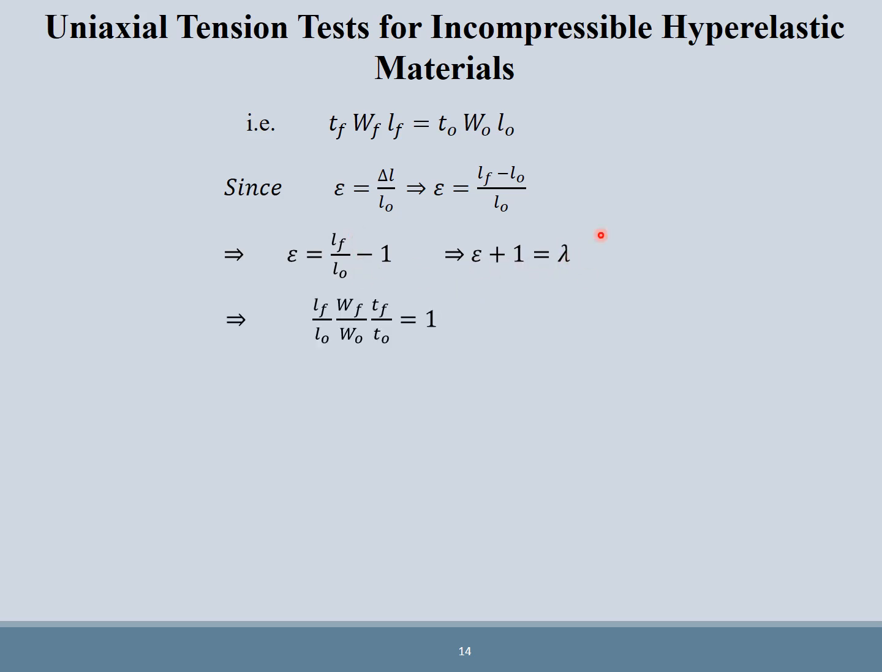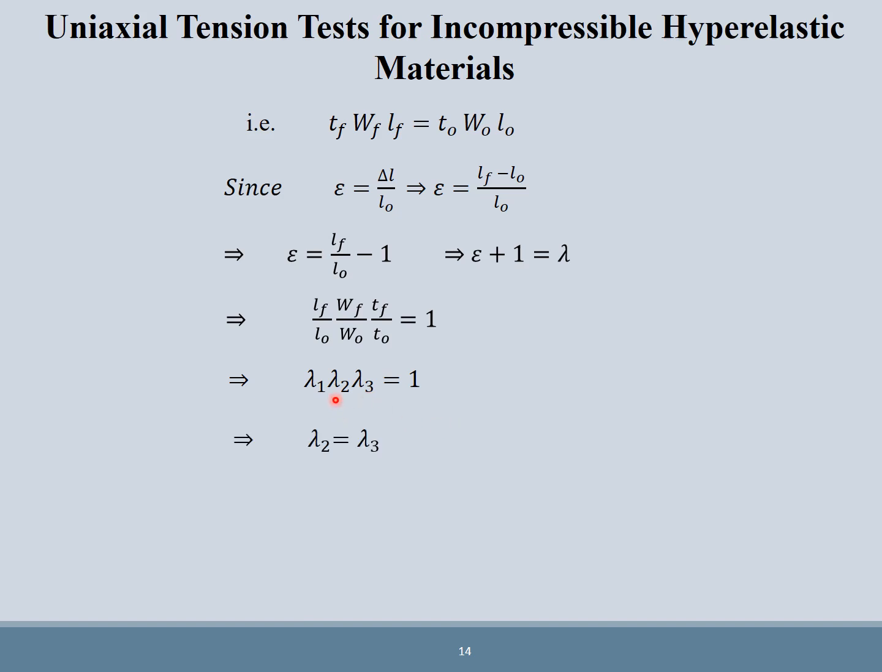So if we multiply these, LF upon L naught, WF upon W naught, TF upon T naught, it is equal to 1. So these will give you the stretches in terms of length, width, and thickness, or we call it height. Okay, so lambda 1, lambda 2, lambda 3. Lambda 1 is in the axial direction, that is the length direction, lambda 2 is width, and lambda 3 is the height or thickness direction. So this is one property that we get.